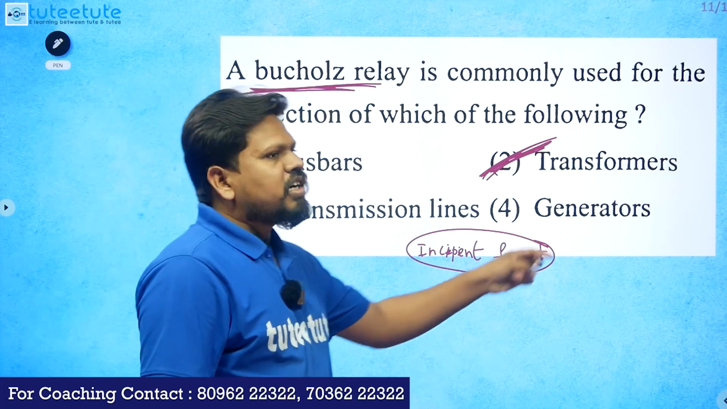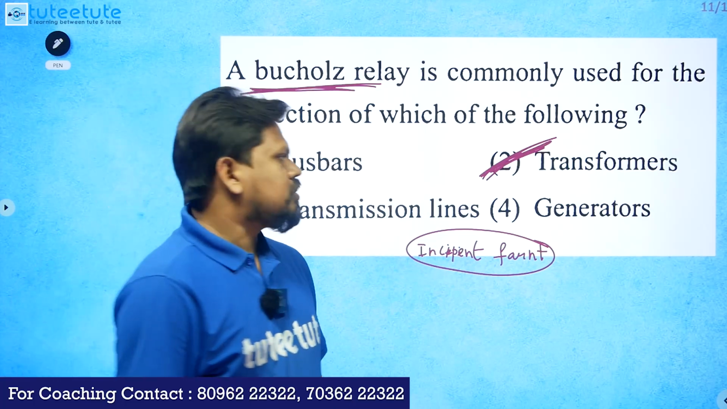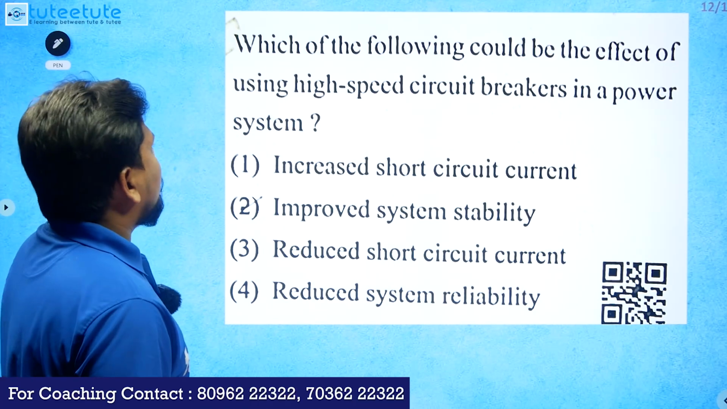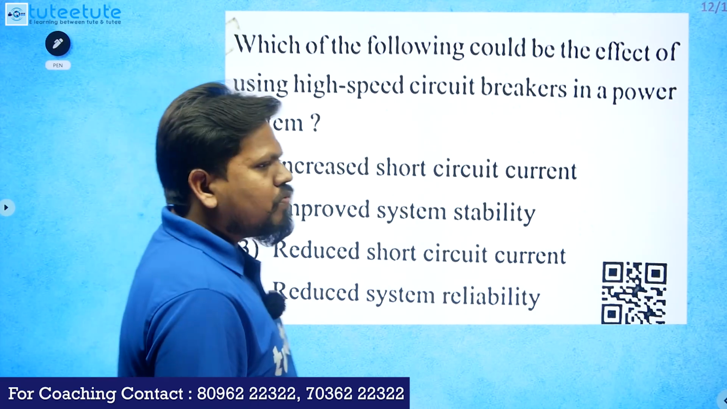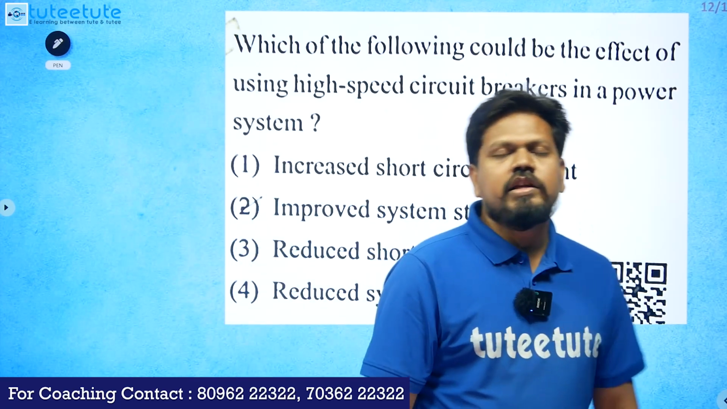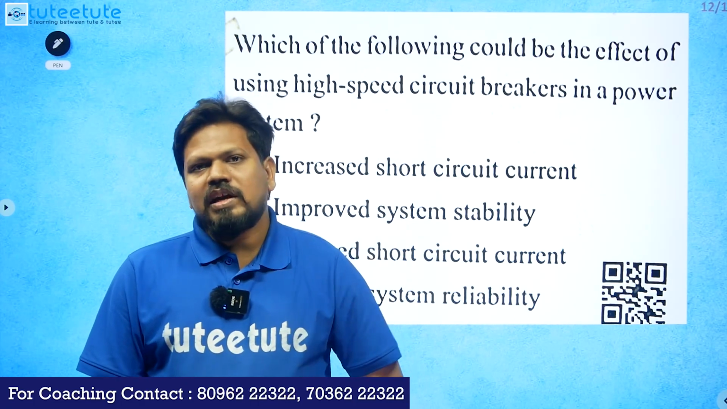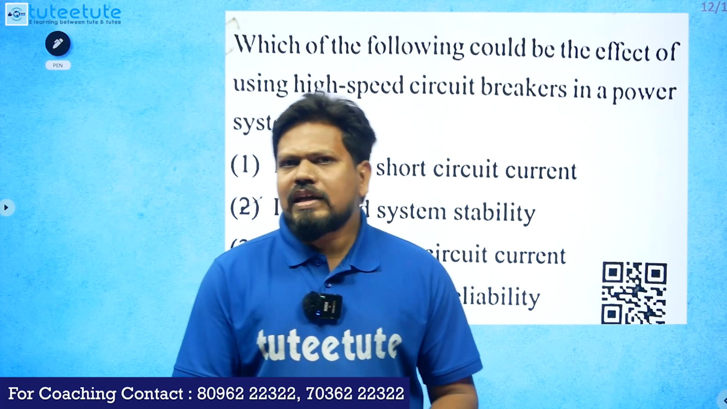In generators we are not normally using it, but we can use it in generators also. Okay, next: which of the following could be the effect of using high speed circuit breakers in a power system? Why do we need high speed circuit breakers? They have to operate within very little time. Why do we need such a short time?